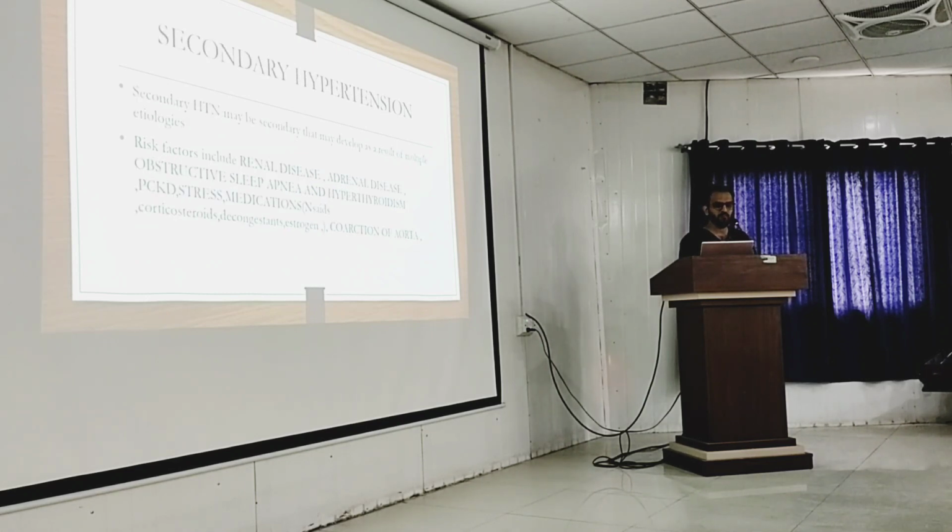Secondary hypertension could develop as a result of multiple etiologies. Risk factors include renal disease, adrenal diseases, obstructive sleep apnea, and hyperthyroidism. Polycystic kidney disease, stress, medications that include NSAID, corticosteroids, decongestants, estrogen, and coarctation of aorta.